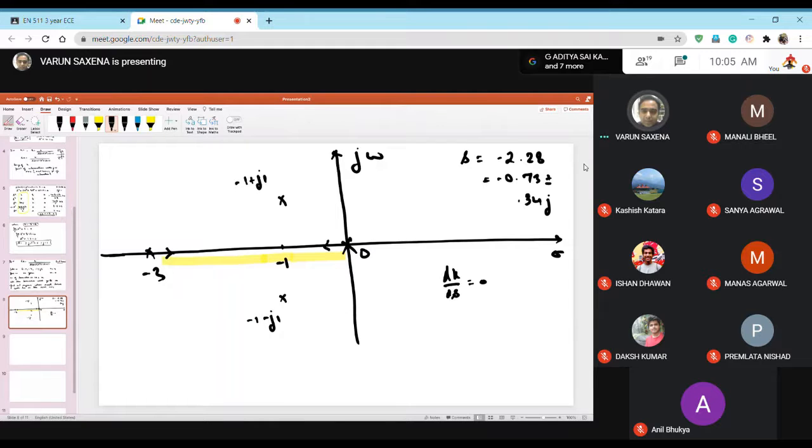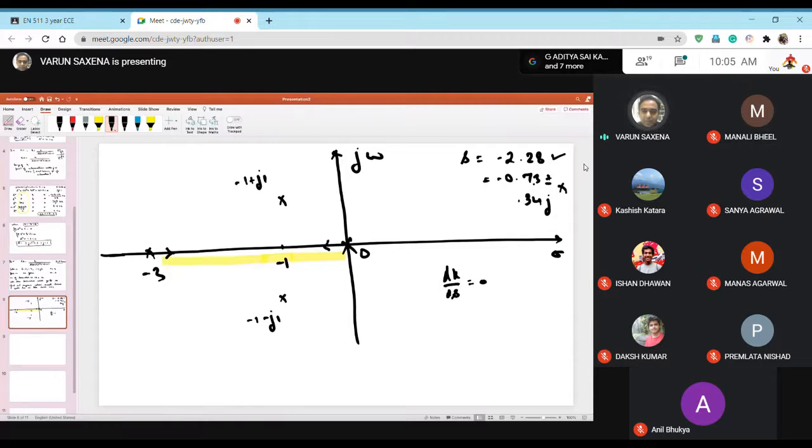Okay, so you can see that the only acceptable value is minus 2.28, and the other two values are not acceptable. The reason is, we are looking at a breakaway point on the real axis between minus 3 and 0. So the complex values get rejected, and the only value that is permissible is minus 2.28, which is somewhere here.